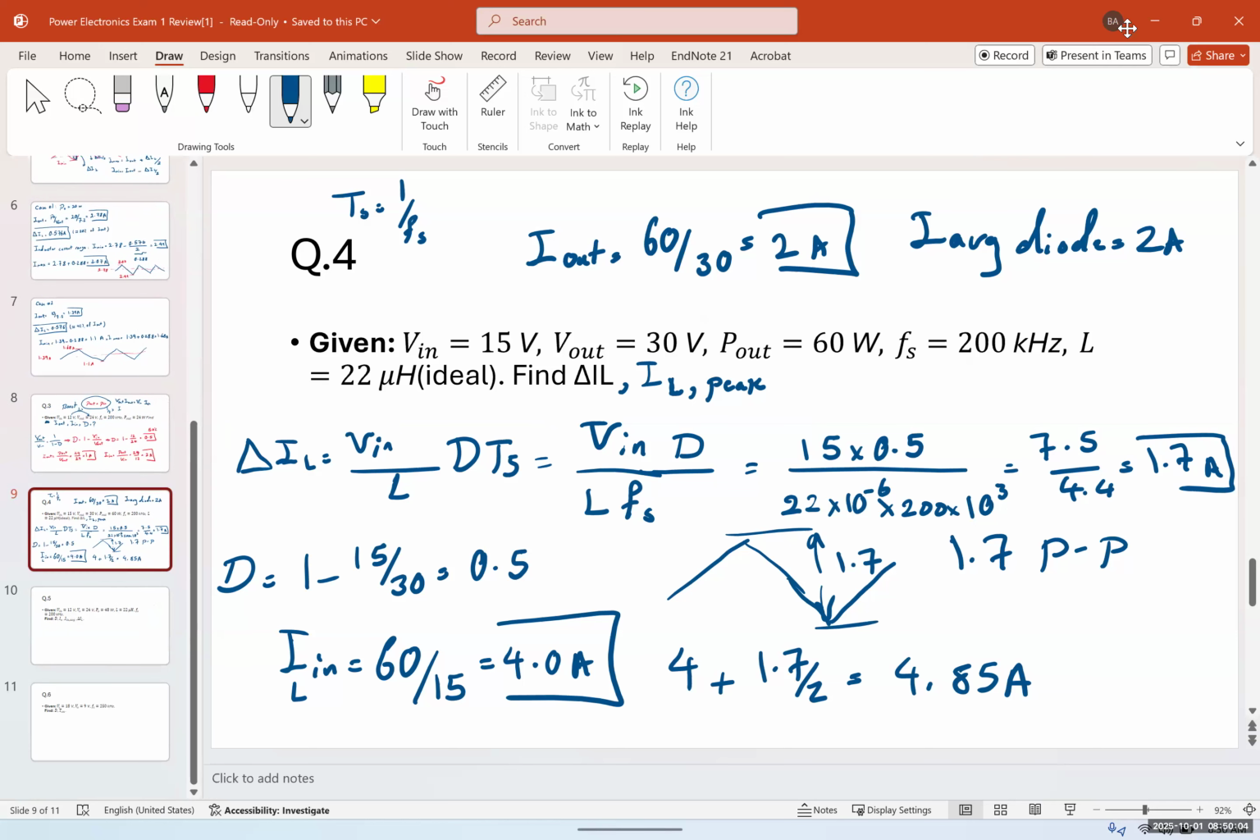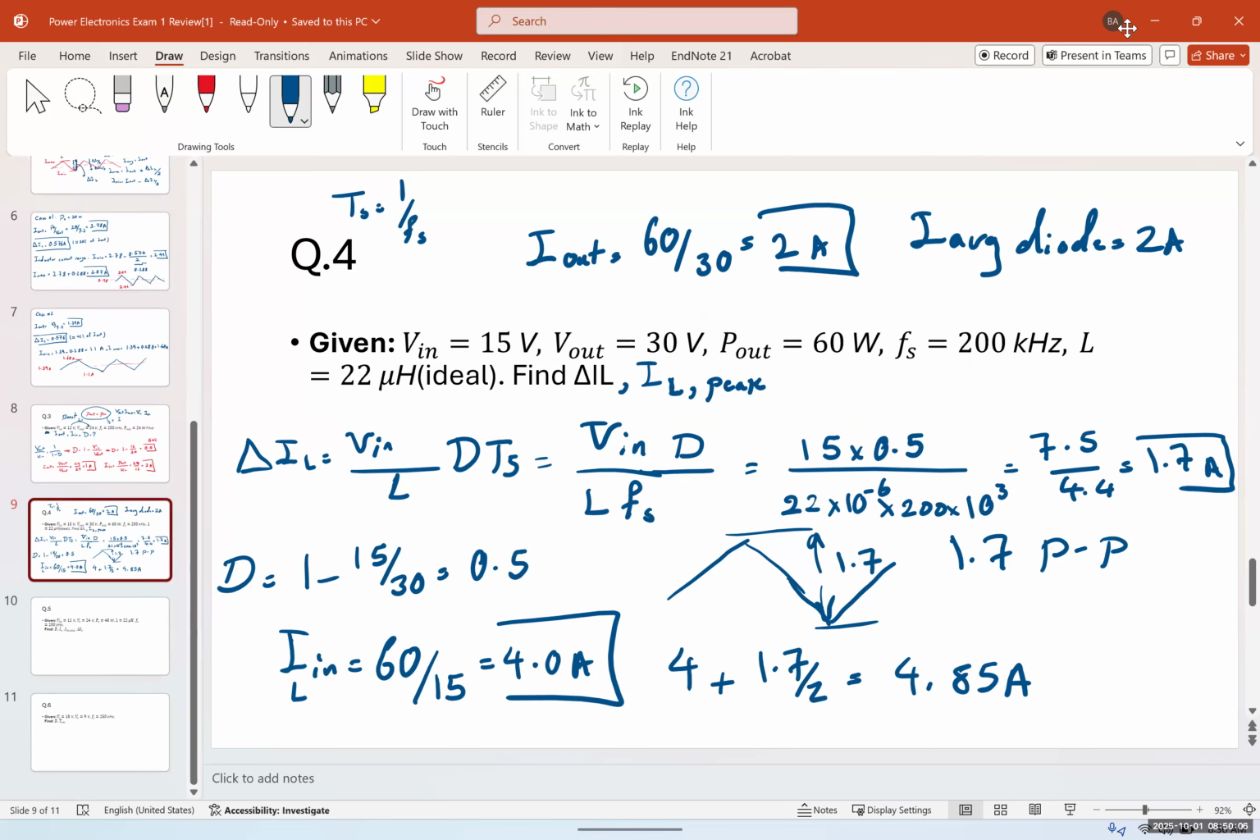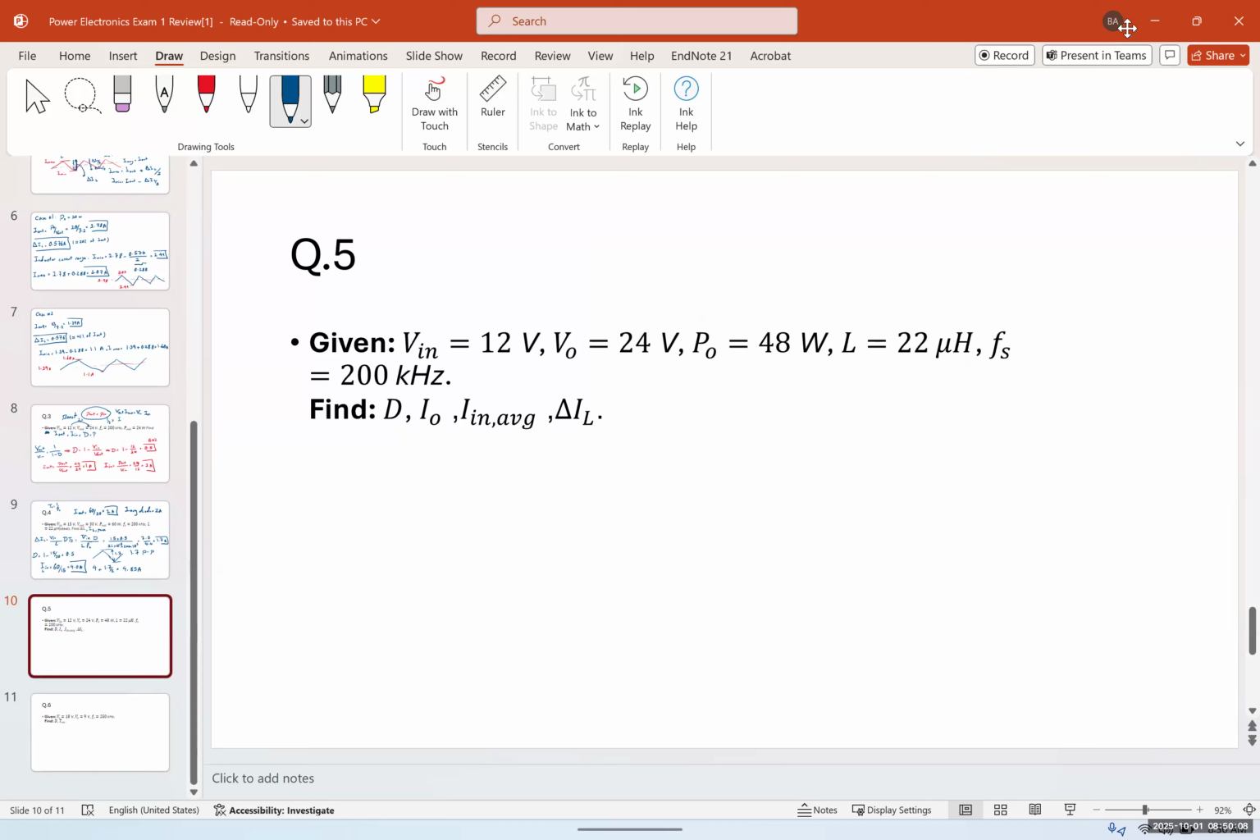Now next, did you write this down? Can I go to the next question? So next question, given Vn is 12 volts, Vout is 24 volts, Pout is 48 watts, L is 22 microhenry, and F is 200 kilohertz. We want to find D, IO, IN average, and delta IL.